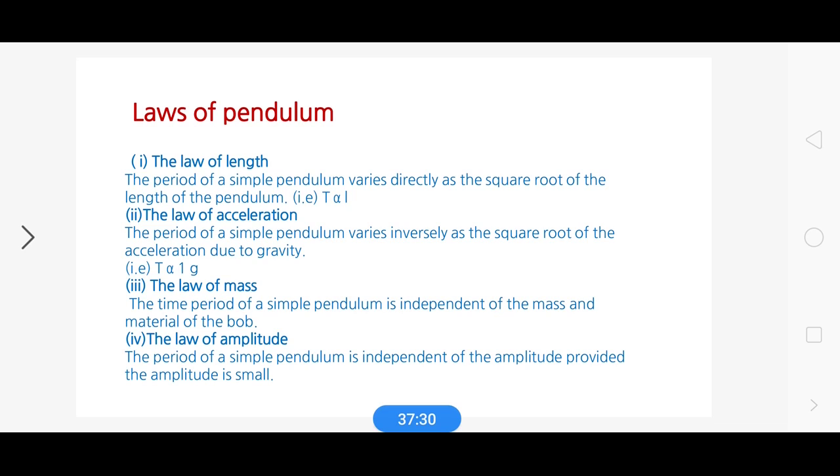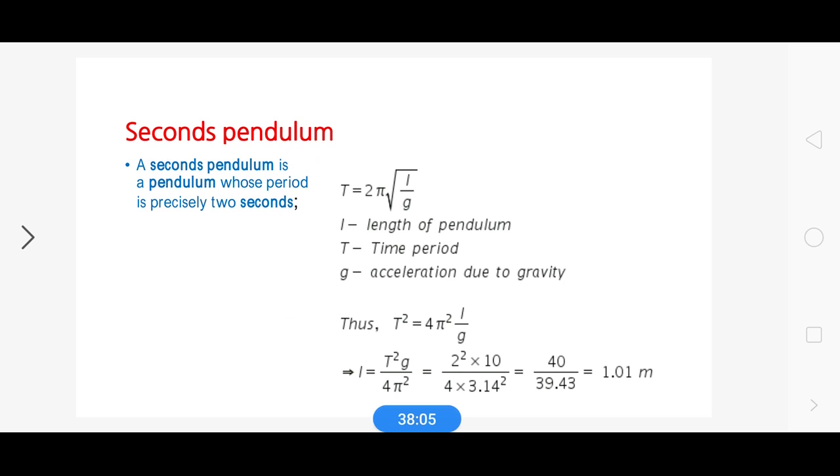So according to the laws of pendulum, the time period is directly proportional to the square root of the length of the pendulum, and inversely proportional to the square root of the acceleration due to gravity. The time period is independent of the mass of the bob and independent of the material of the bob. And finally, the time period is independent of the amplitude also. So these are the laws of pendulum. Now we go for the final concept, that is the seconds pendulum.